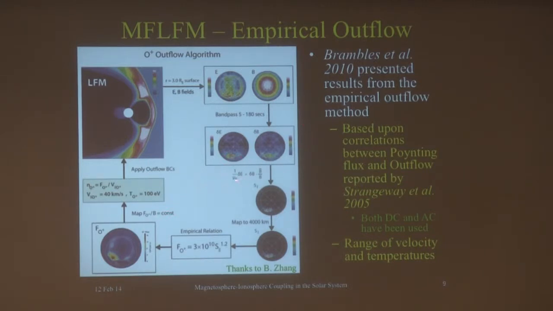Take the cross product of those two, which will give you the Poynting flux, and then you map that Poynting flux down to FAST altitudes, to 4,000 kilometers, and then use an empirical relationship derived from FAST data to come up with an O plus outflow flux given that Poynting flux, and then map it back up to the inner boundary. And then when you apply that, just having that flux is not enough. You also need to assume a parallel velocity and a temperature. So the assumed parallel velocity, the assumed temperature, and the coefficient out here in this empirical relation are all kind of tunable parameters.